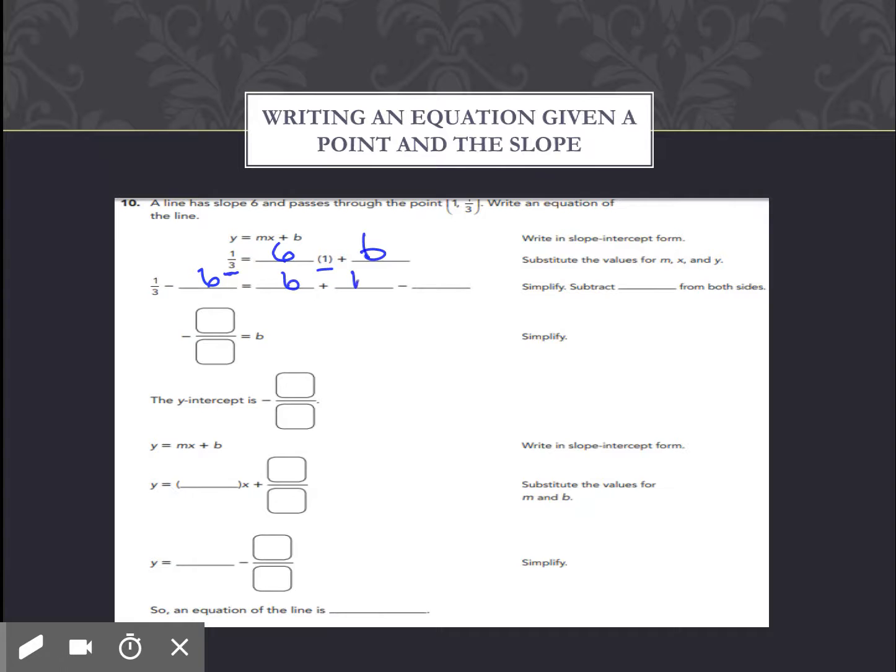So here we have 6 plus b minus 6. That will cancel out here. And then when we do 1/3 minus 6, we're actually going to have a -5 2/3, which would be -17/3. So your y-intercept is -17/3. We're just going to plug that into the right spots. Again, we have our slope of 6 already because they gave it to us. And plug in plus a -17/3, which again turns into y equals 6x minus 17/3.